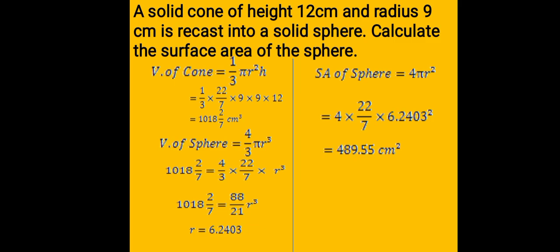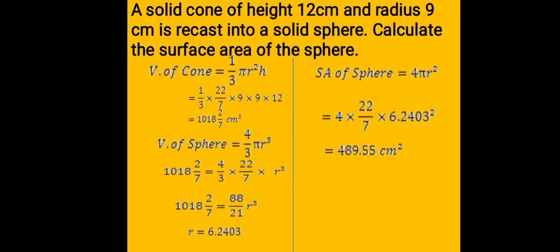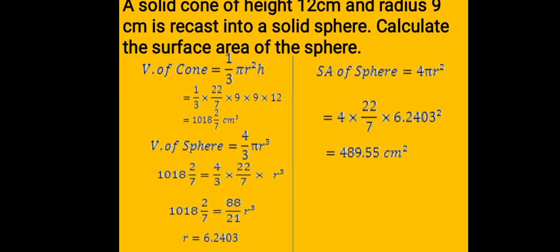A solid cone of height 12 centimeter and radius 9 centimeter is recast into a solid sphere. Calculate the surface area of the sphere. Now the volume of a cone is taken to be a third pi r squared h. You can get that by having a third times 22/7 multiplied by 9 squared, the radius having been given as 9, and multiplied by the height which has been given as 12.